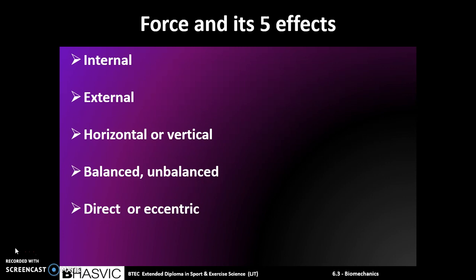We also have direct forces. These are forces that are applied straight through the centre of mass, such as gravity and weight, whereas eccentric forces are forces that act outside of the centre of mass and result in angular motion. So if a basketball is struck outside of its centre of mass, it will cause it to spin, whereas if hit dead on, it will travel very straight.